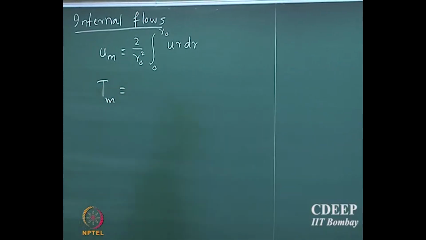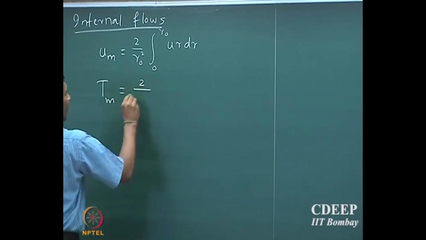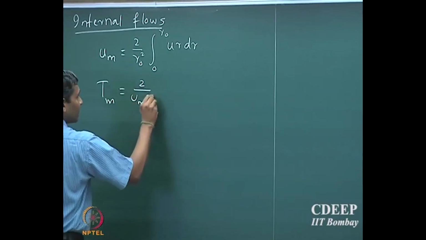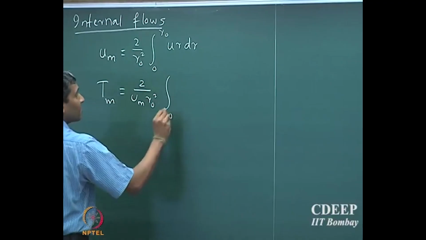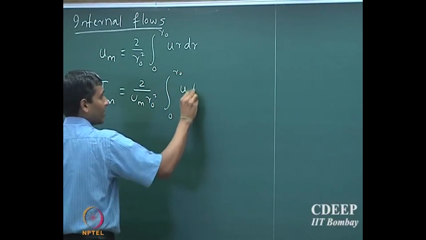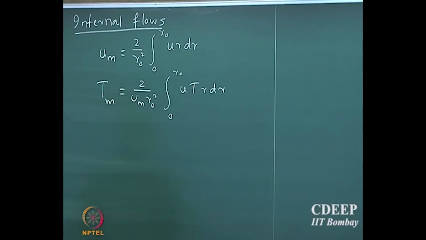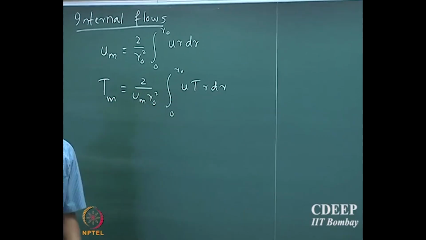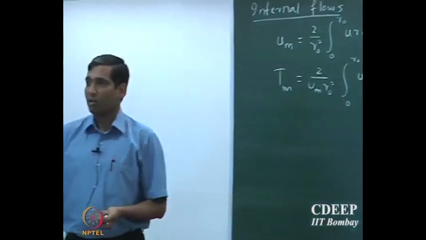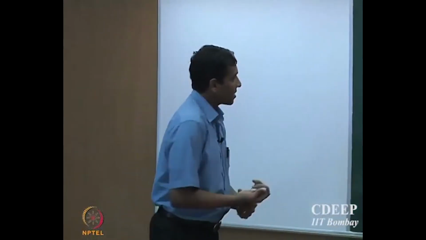2 by r naught square integral 0 to r naught u times T times r dr. Okay. So that's the cup mixing temperature or the cross sectional average temperature, and that's the cup mixing or the cross sectional average velocity. Okay.